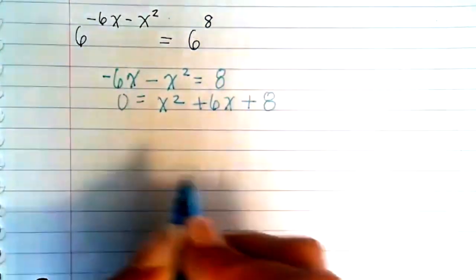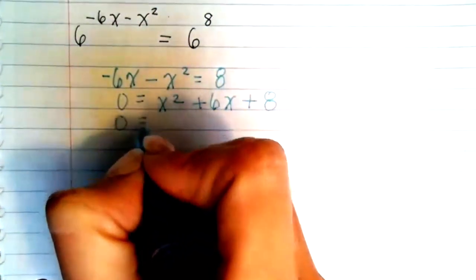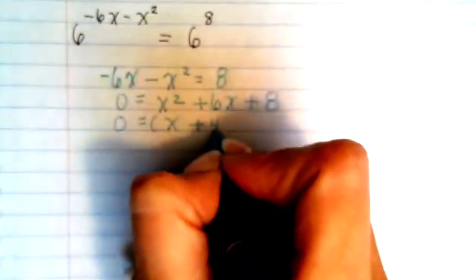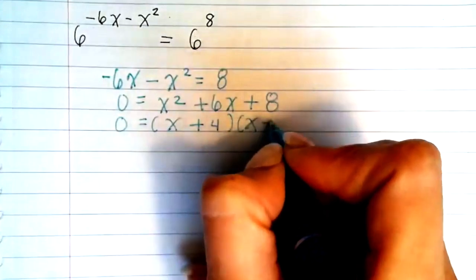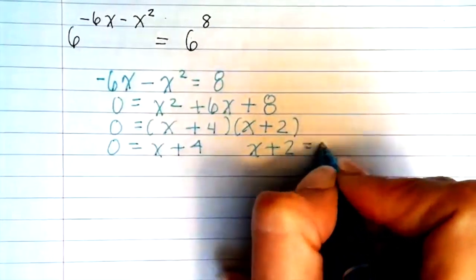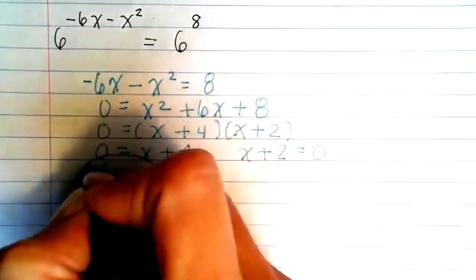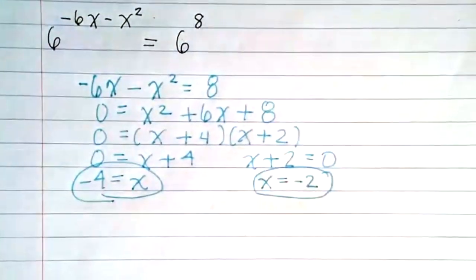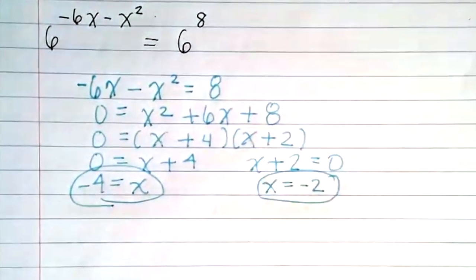Factored, third time. If you didn't look it up before, if you didn't watch, review, or practice, do it now if you're insecure. Factored, we'll have x plus 4, x plus 2. Zero product property, x equals negative 4, x equals negative 2. Again, the domain of exponential functions is all real numbers. We have nothing to check.